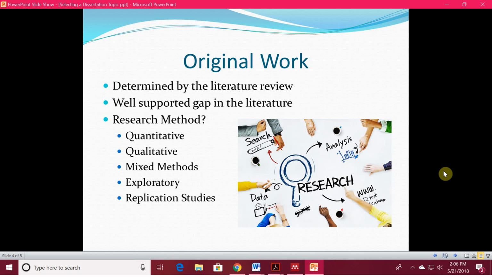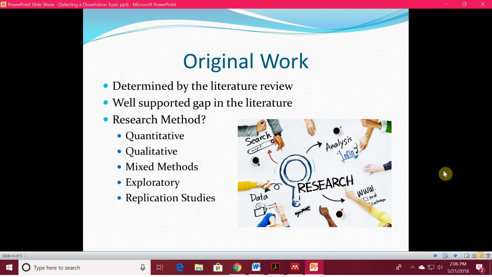Now, your dissertation needs to be original work. Once you select a topic, this is determined by the literature review. So before you can say exactly what your dissertation topic is going to be about, you will conduct your literature review, and you're going to look for a gap in the literature. So maybe you're interested in studying bullying in school. Well, bullying's been studied a lot, but that doesn't mean there's not more room for more research.